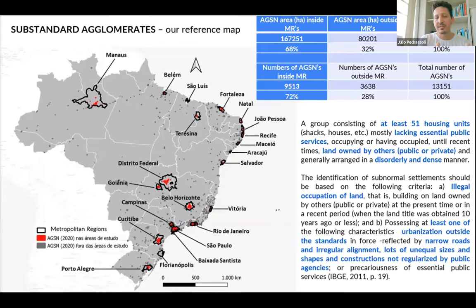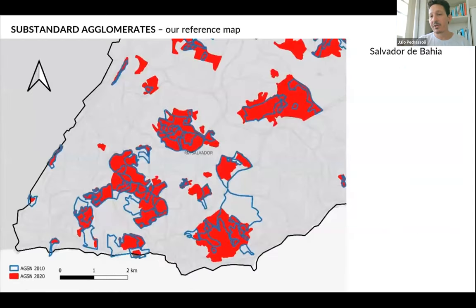The subnormal agglomerations are present in about 728 cities in Brazil, with a total of more than 13,000 polygons circumscribing them. And this is the proxy for the deprived areas that we are using in our analysis. The subnormal agglomerations are updated approximately every 10 years, close to the demographic census. The definitions of these areas and updates impact the change of their limits by the Brazilian Institute of Geography and Statistics. Here in the image, you can see an example of the changes of the limits for a region, the city of Salvador, in the state of Bahia. In blue, you are seeing the limits in 2010 and how they are now in red, 2020.